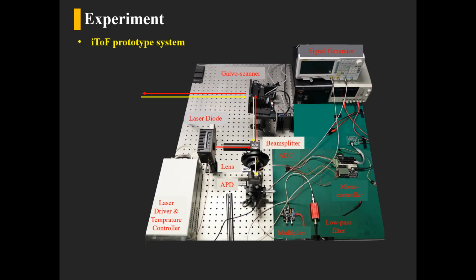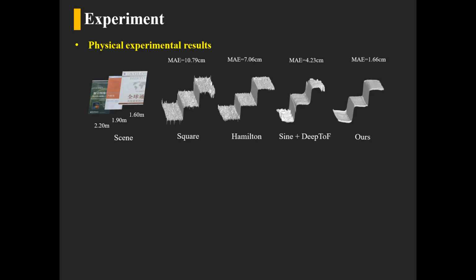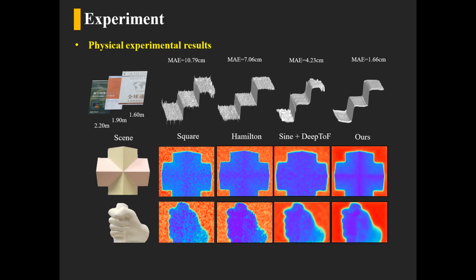We built a prototype system that can implement I2F imaging. In physical experiments, we first capture images of 3 books at different distances. As shown, the depth error of ours is the lowest. We further capture different scenes. The proposed method recovered the depth with much less noise effect and richer depth details.